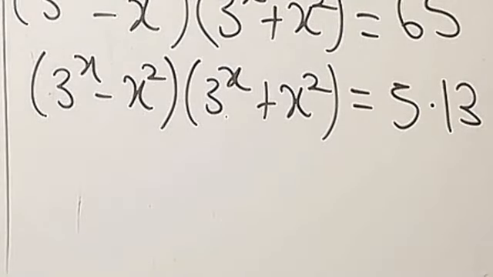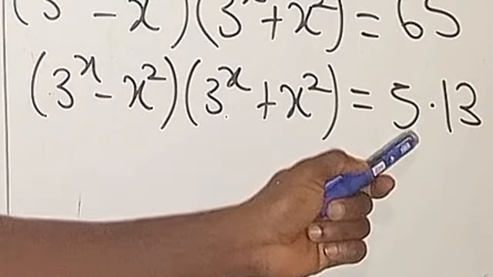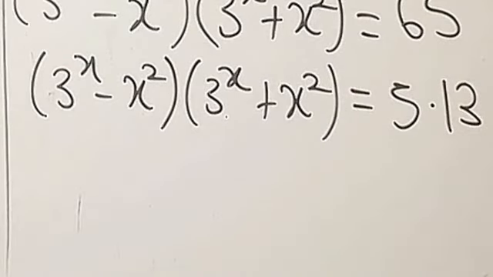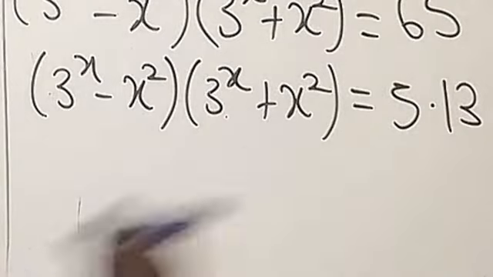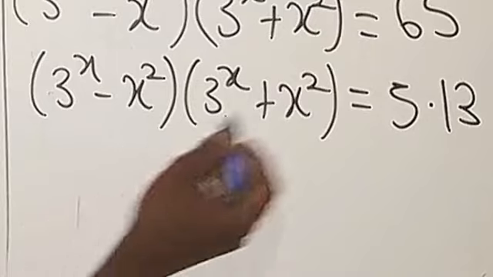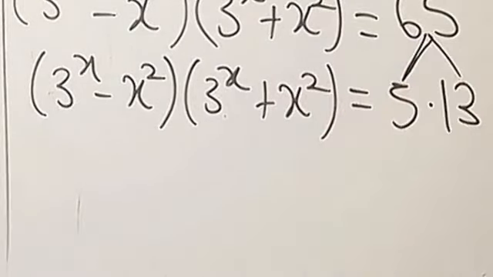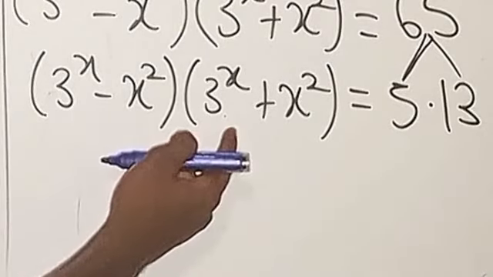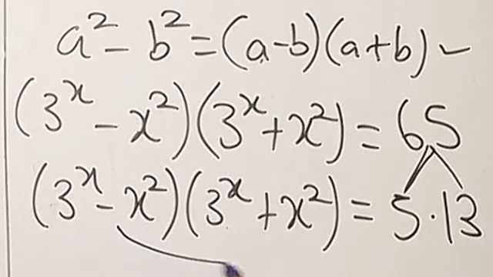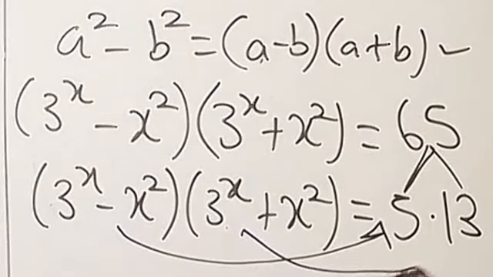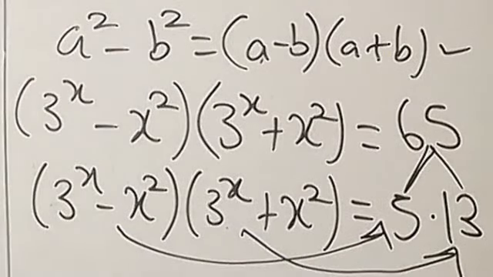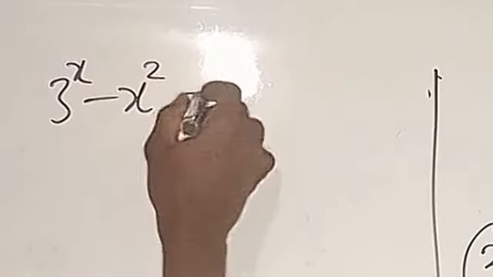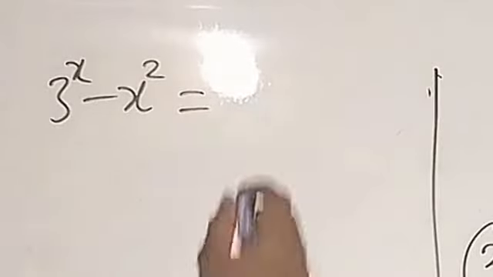Okay, now here, let's consider only values of x that are integers. So let's just pick 5 and 13 being the factors of 65. Now if you have that, we are going to do a comparison. 65 is 5 times 13. When you look at this, this is smaller, so this will go with 5. This is bigger, so this will go with 13. So therefore we're going to have 3 to the power of x minus x squared equals 5.